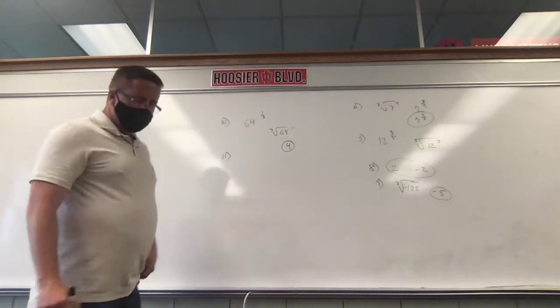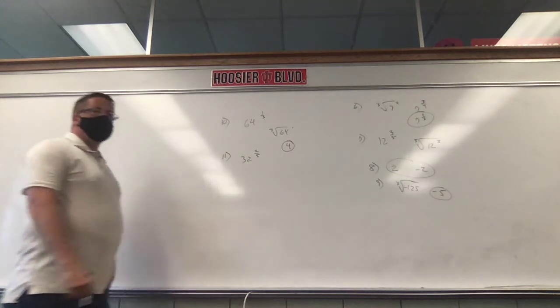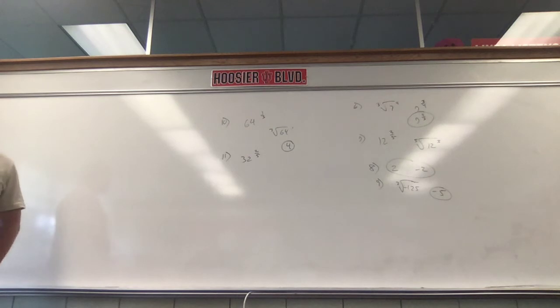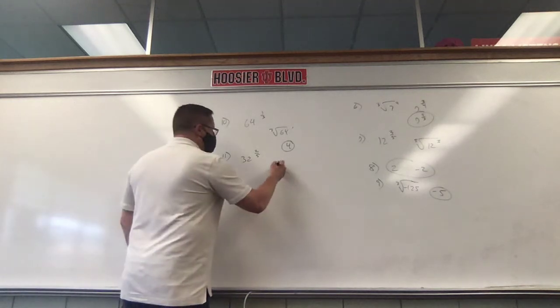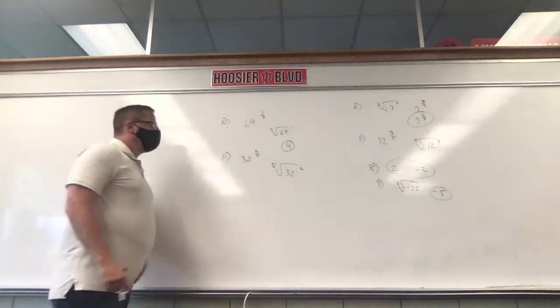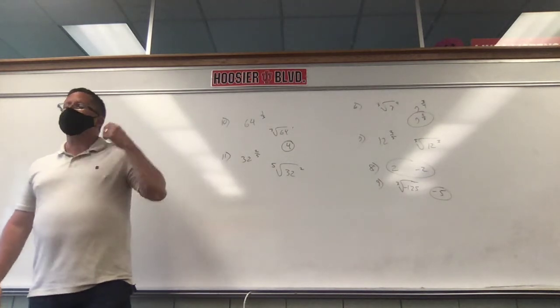Number 11. 32 to the 2/5 power. Again, this is the same question we just did. So what are we going to do? The exact same thing. Rewrite it. The 5th root of 32, to the 2nd. What is the 5th root of 32? And again, if you're not sure, just start throwing numbers out there.